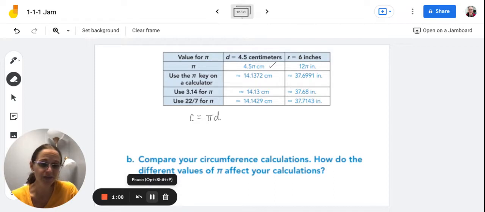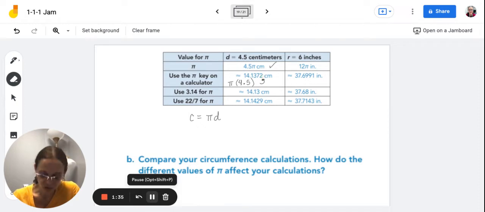You don't actually have to multiply 4.5 times pi to represent the circumference if a problem asks you for the circumference in terms of pi. This next option uses the calculator key. So in other words, to get this number, you would type your key that has a pi on it times 4.5. And if you type that into your calculator, this is what you're going to get.